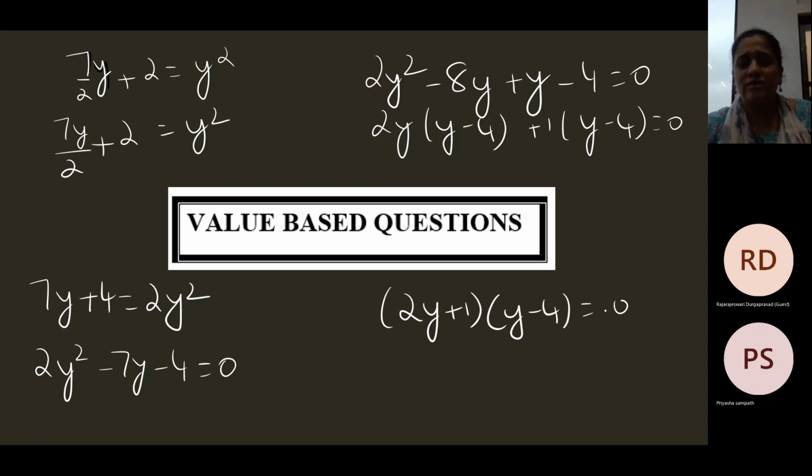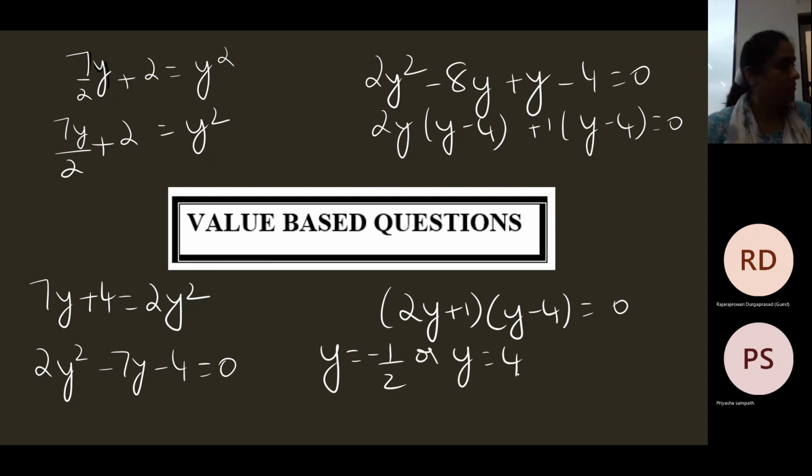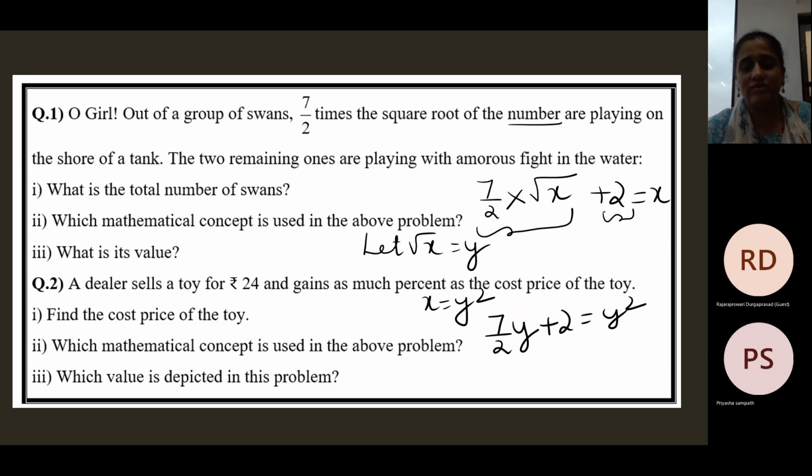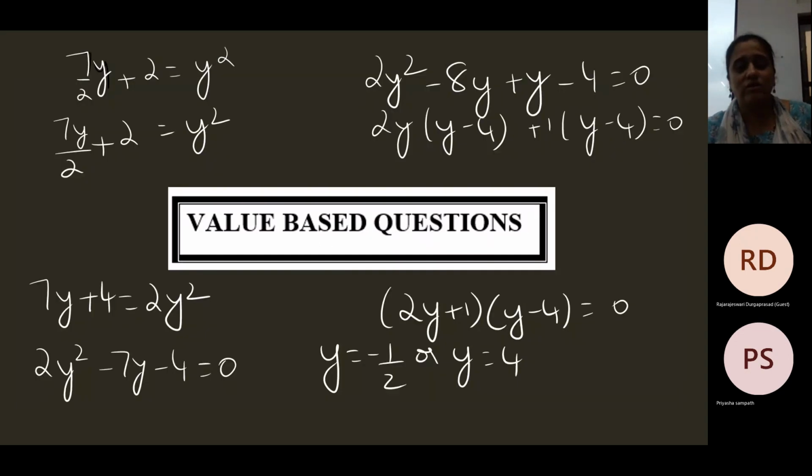Am I right, children? Am I solving it right? Yeah. Y is equal to minus 1 by 2 or y is equal to 4, right? Now we have to find x, not y. What is x? X is equal to y square, since y is root x.